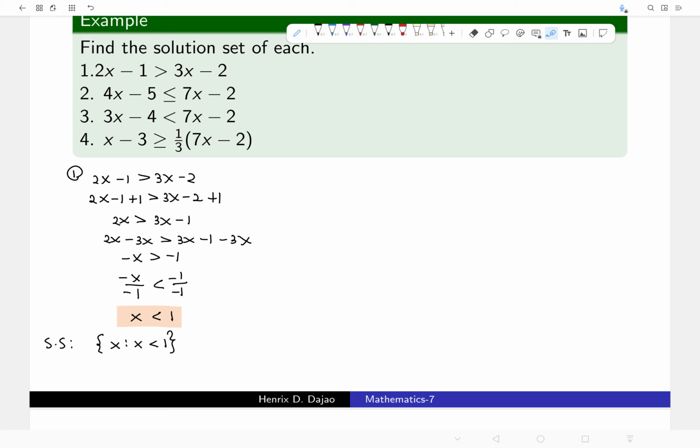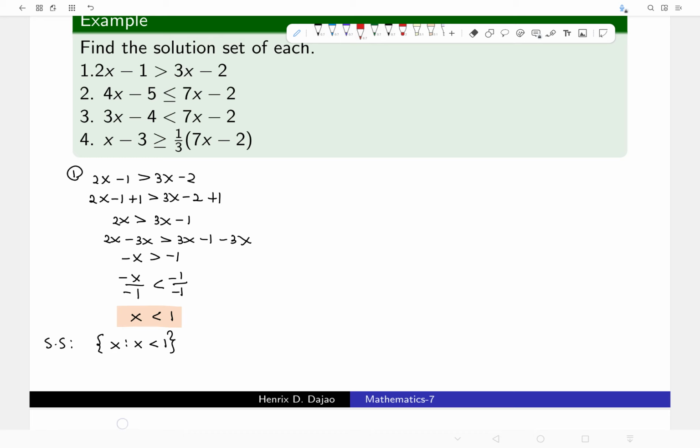So meaning there are many values of x that you can substitute here so that this inequality will become true. So let's try some values, okay? Although we cannot try every value of x, but let's try some values, okay?